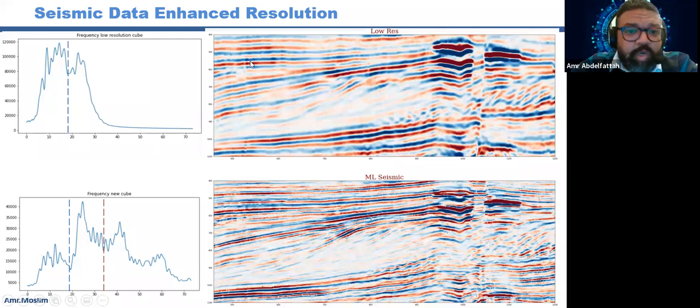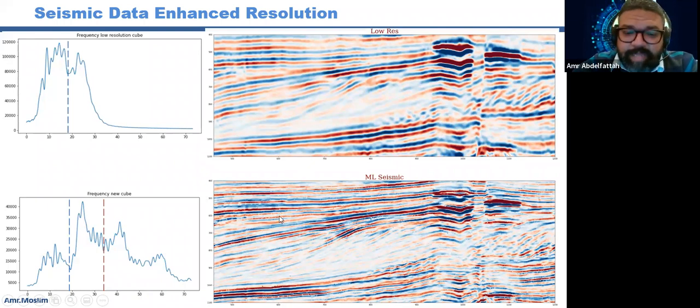So we have low frequency data, and by using transfer learning and machine learning, we could increase the frequency content from 17 hertz to almost double, 34 hertz. It's not only machine learning; it's another advanced part of machine learning called transfer learning. And this is what we use to enhance the signal to noise ratio.